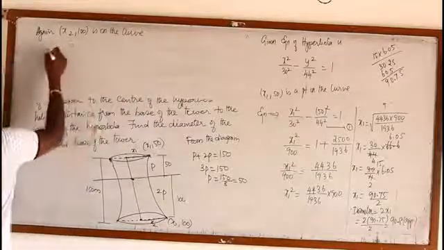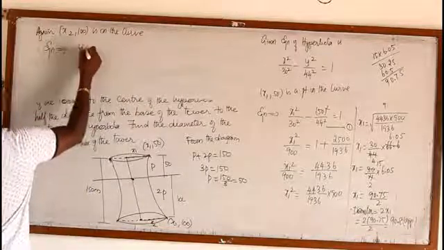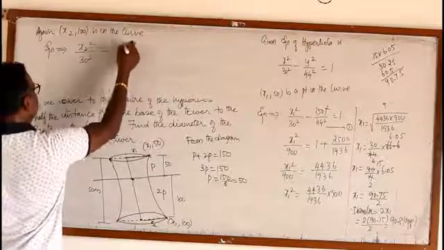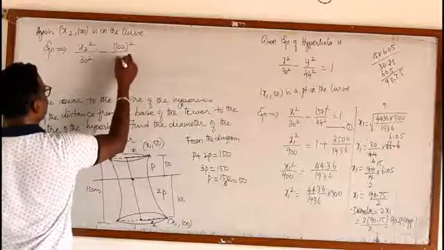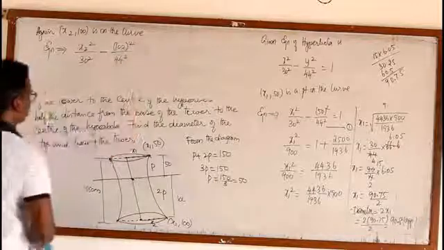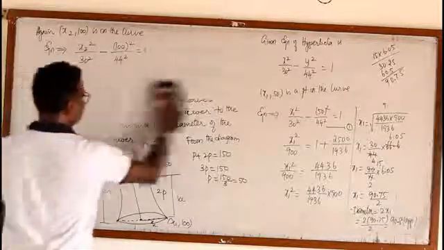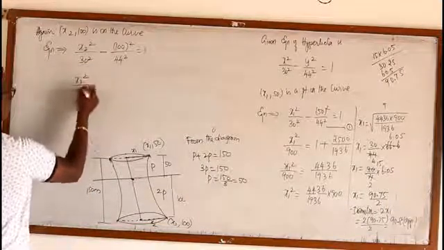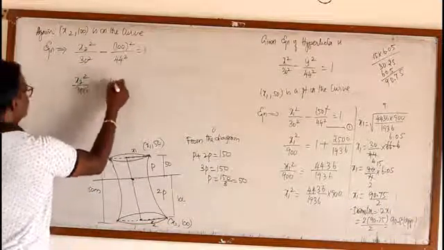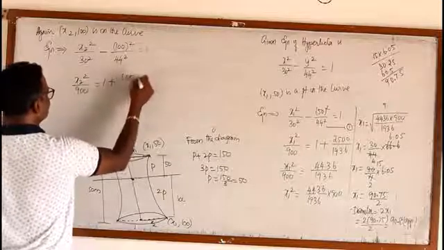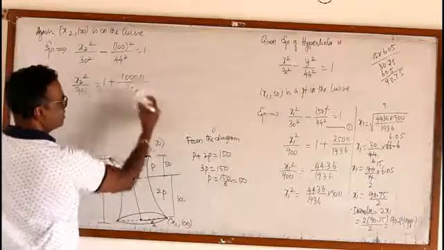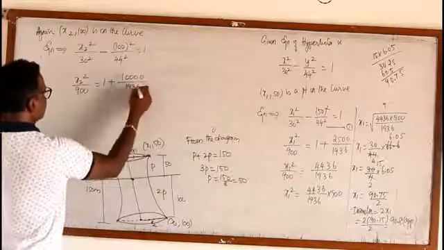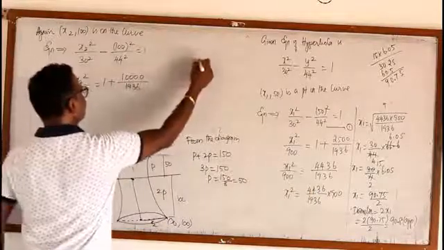Then the equation becomes x2 square by 30 square minus 100 square by 44 square equal to 1. So I have to find out the diameter, that's all. So it is x2 square by 900 equal to 1 plus 10000 by 44 square, which is 1936.